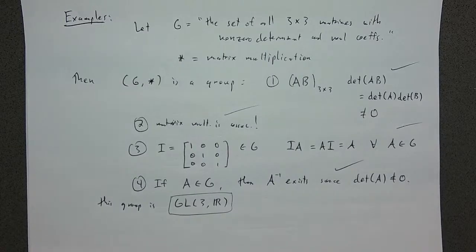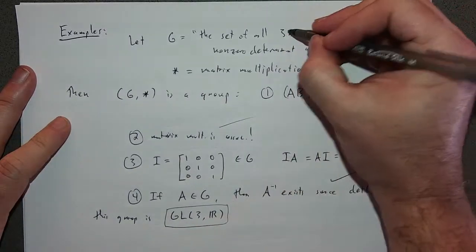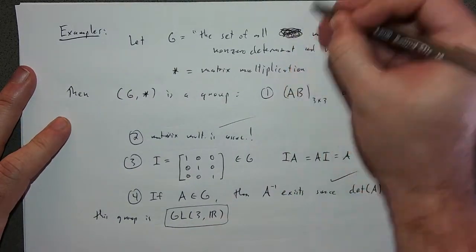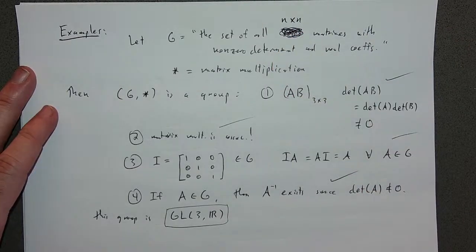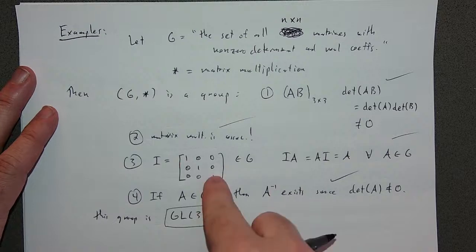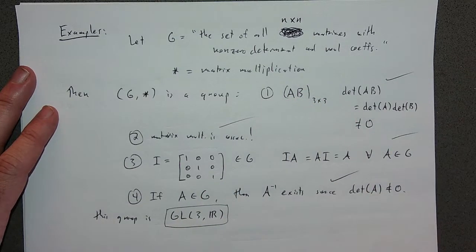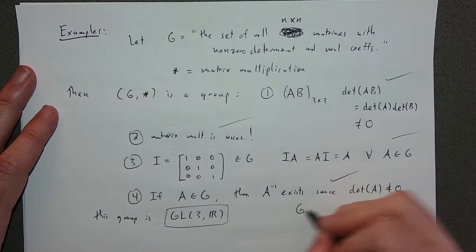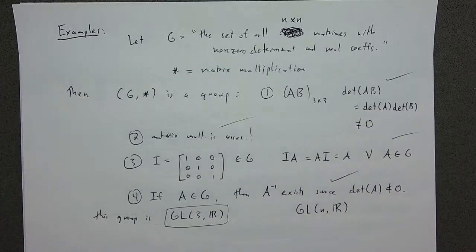You can notice that absolutely nothing here depended on the 3 by 3. This could have been an n by n. It would have been exactly the same. In fact, we only reference the size like here. If both of these are n by n, then their product is n by n. Nothing else referenced the size of these matrices, so actually this is true for GLNR, the set of n by n matrices with real coefficients with non-zero determinant. Okay, that's what guarantees that the inverse exists.